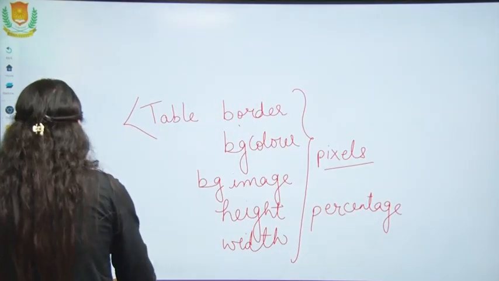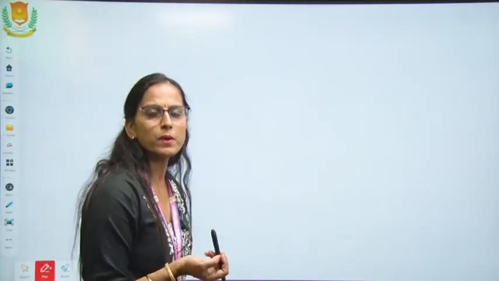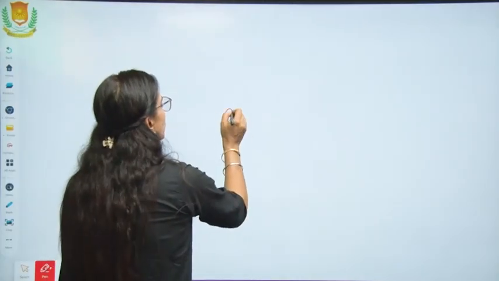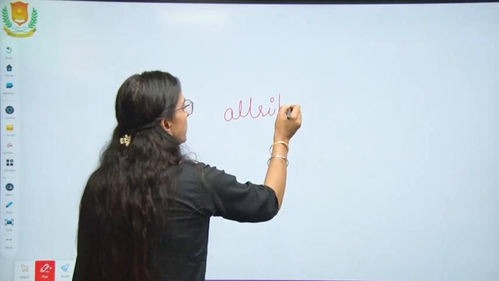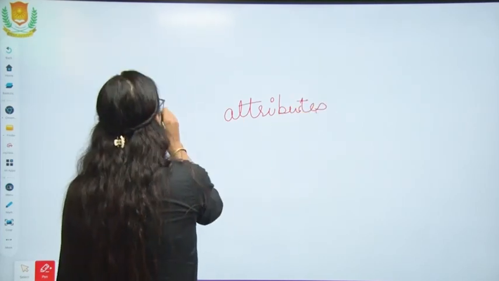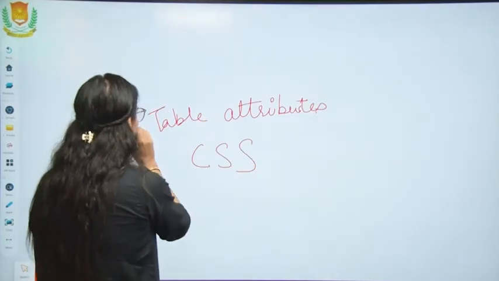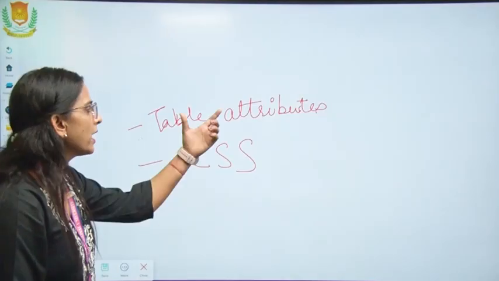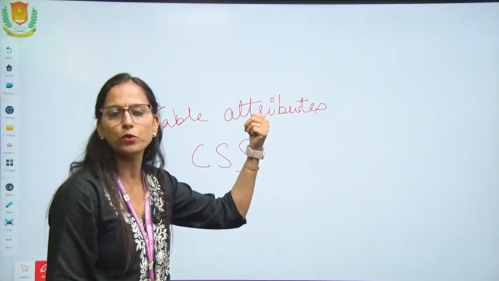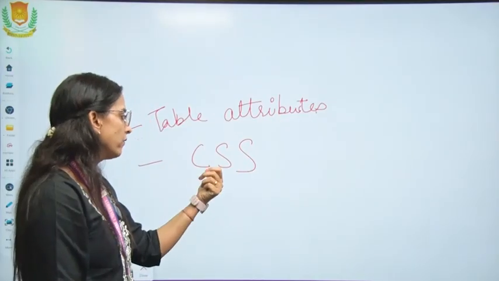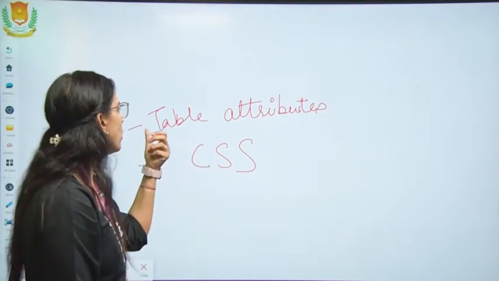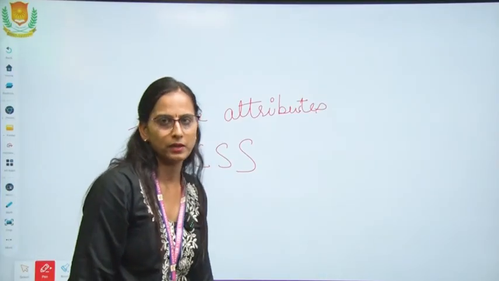One more thing, there are two ways to give the properties for the table. You can use them with the help of attributes, table attributes, or you can use them with the cascading style sheet. So there are two ways to define the attributes of the table. You can define them with the help of cascading style sheet properties, or you can use them with the table tag. So I hope you have understood the concept of table, how to create the table, and what the rows and columns of the table are.